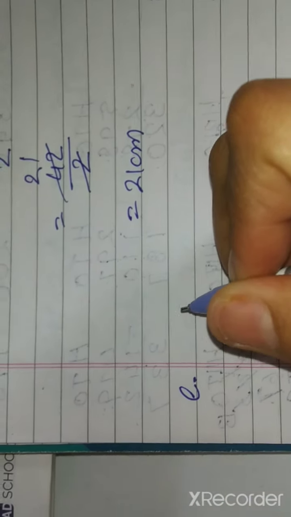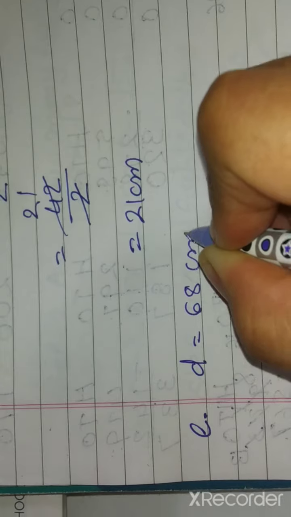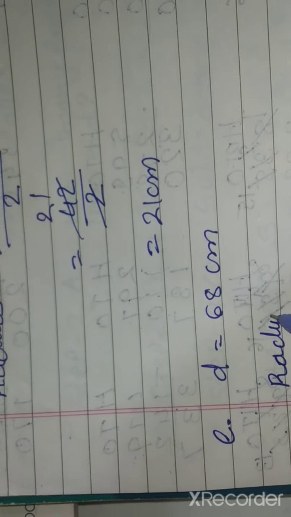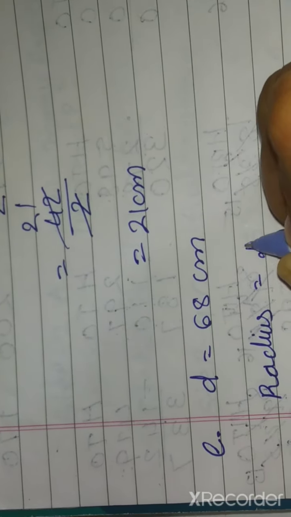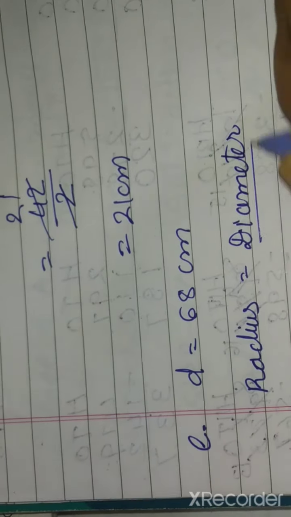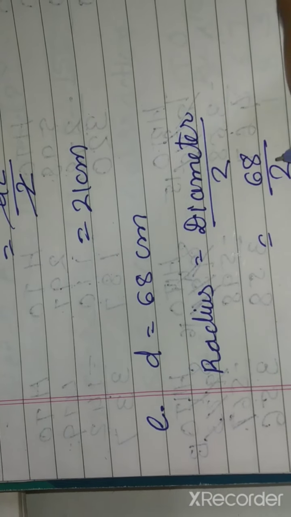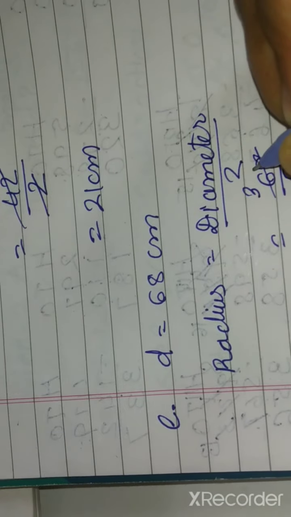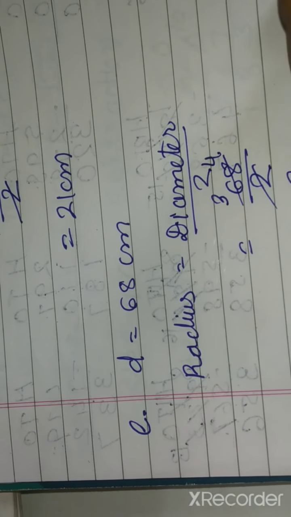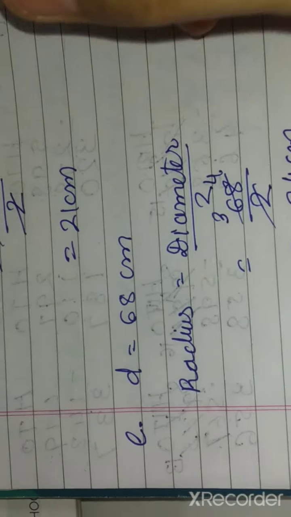Now, next sum is D is equal to 68 centimeter. So in that, radius is equal to diameter divided by 2, is equal to 68 divided by 2. 2 3s are 6, 2 4s are 8. So the answer is 34 centimeter.